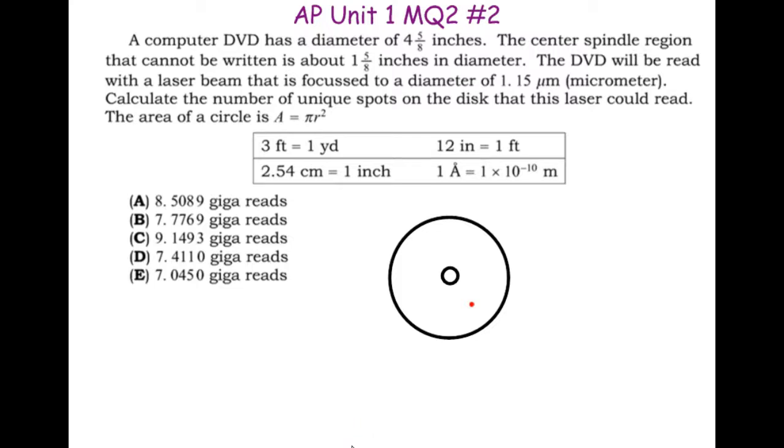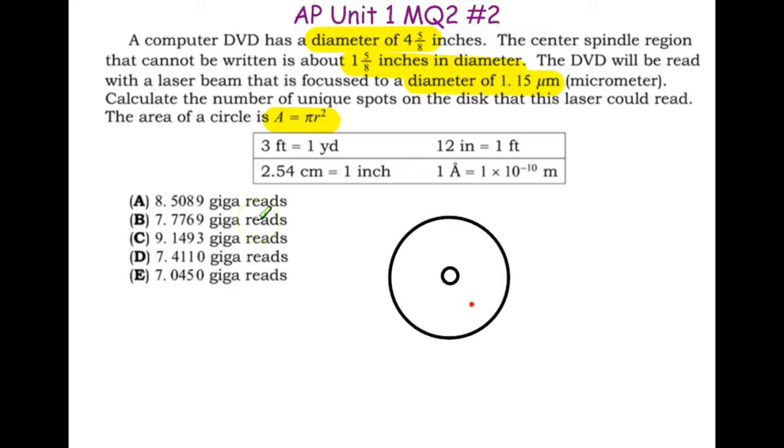So, the key information that we need to consider in this problem is the diameter of the DVD, the diameter of the spindle region, and the diameter of the laser that is reading the disc. They tell us the area of a circle, and we're going to have to determine the area for all three of these. And we also need to consider the fact that we're looking at a total area, and we're going to have to divide it by the partial area that's being read in order to get the number of reads.